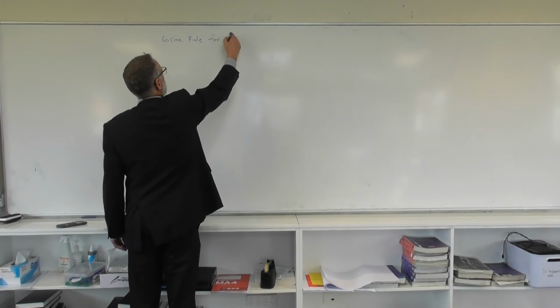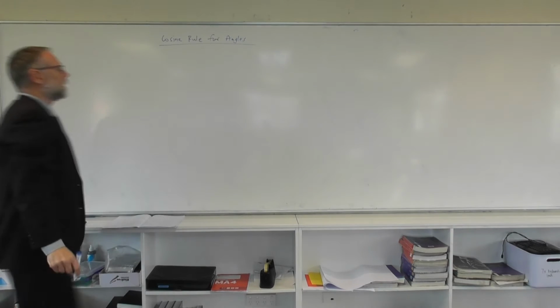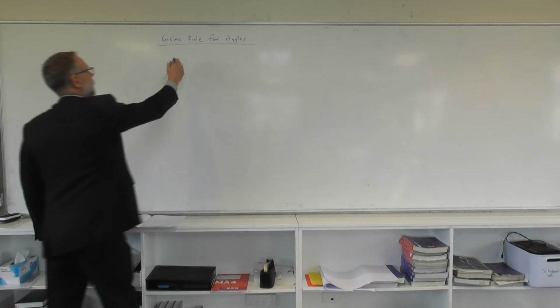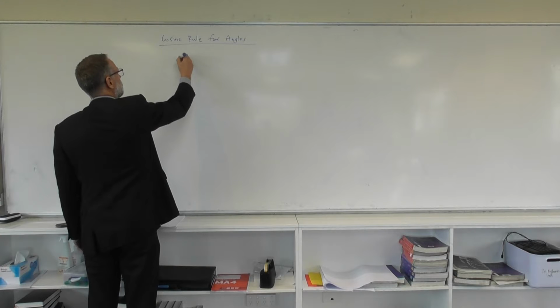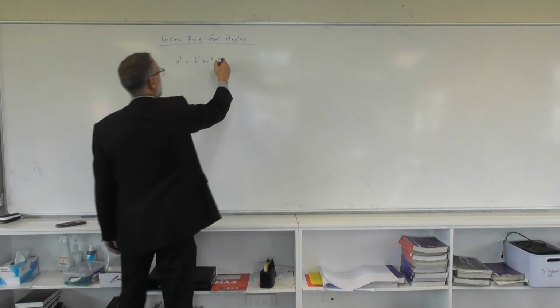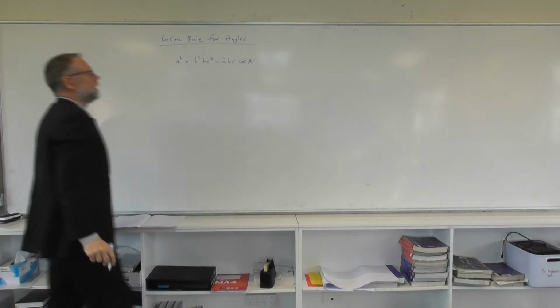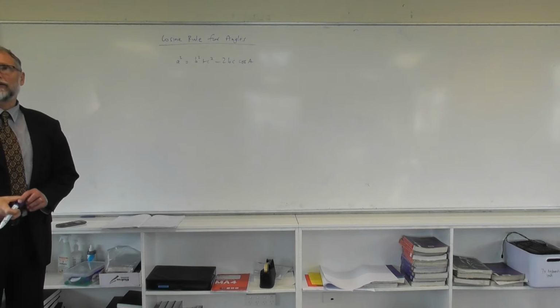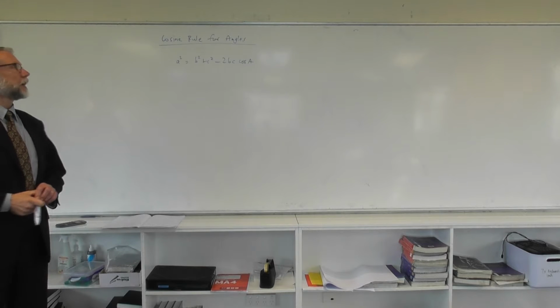So we're looking at the cosine rule for angles. We've got the cosine rule already. We know that that is, what have we got? a squared, is that right? a squared is equal to b squared plus c squared minus 2bc cosine of A. Okay, and we've been using that already to calculate not angles, but missing sides.